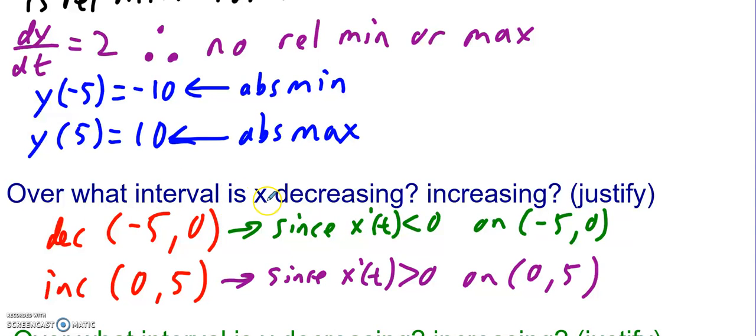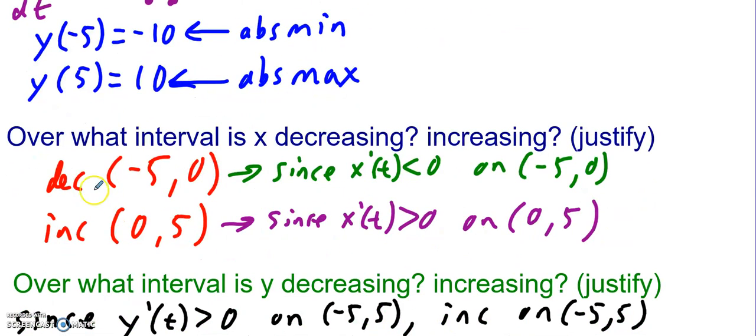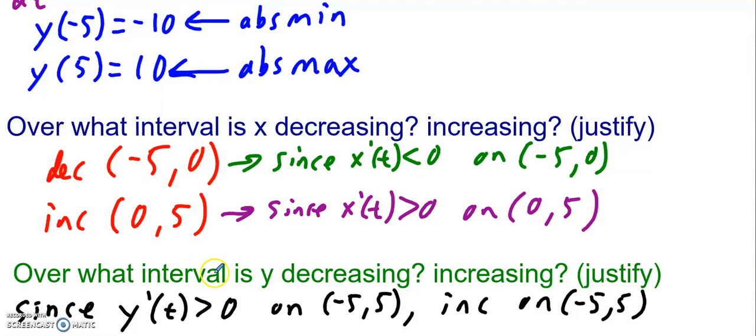On what interval is x decreasing and on what interval is x increasing? Well, x is decreasing from -5 to 0, and the reason why is since x prime of t is less than 0 on -5 to 0. x is increasing on 0 to 5 since x prime of t is greater than 0 on 0 to 5. Over what interval is y decreasing or increasing? Well, since y prime of t is greater than 0 on -5 to 5, it's increasing the entire time.